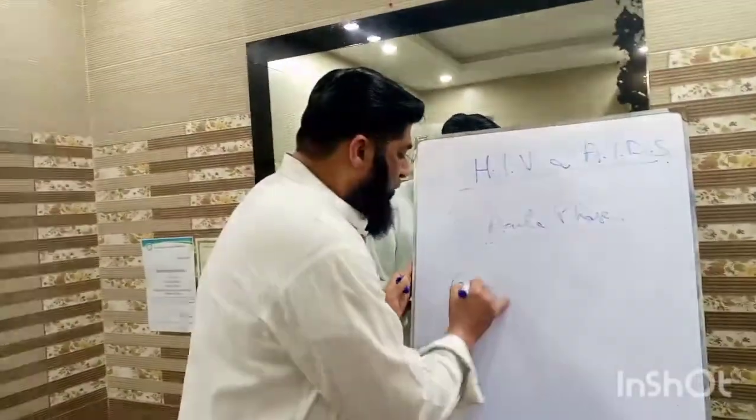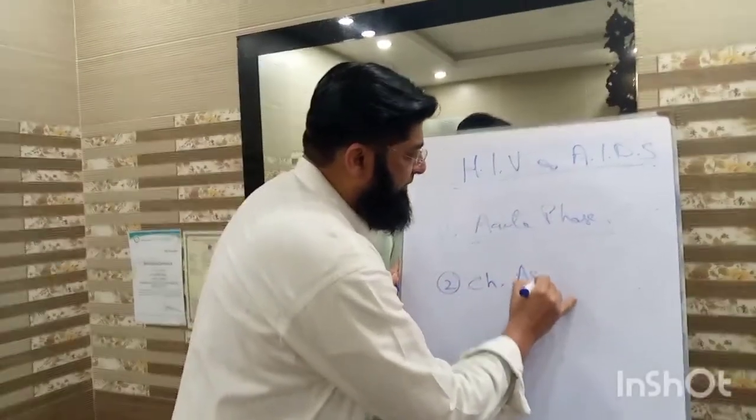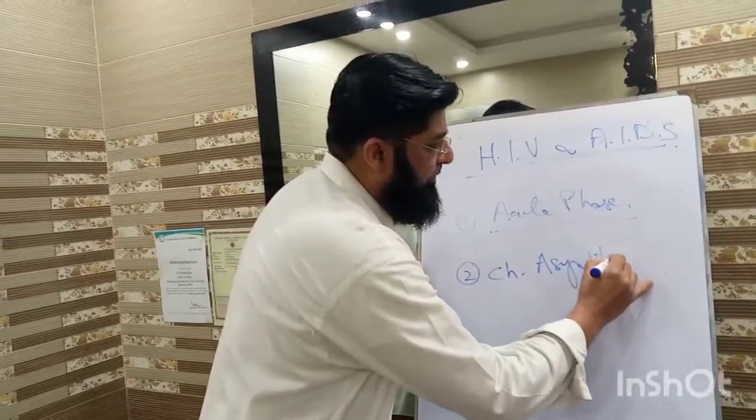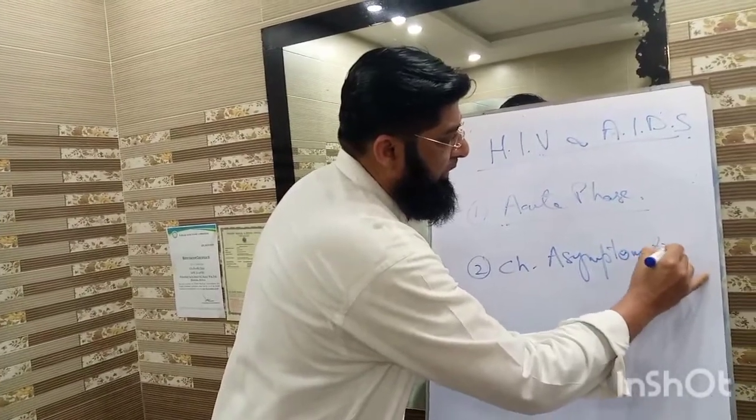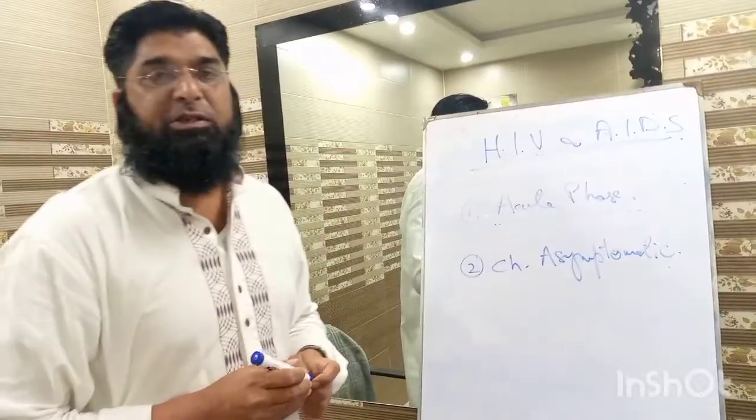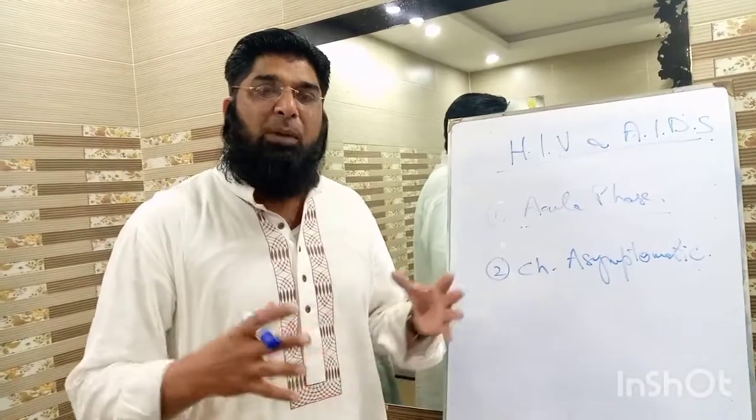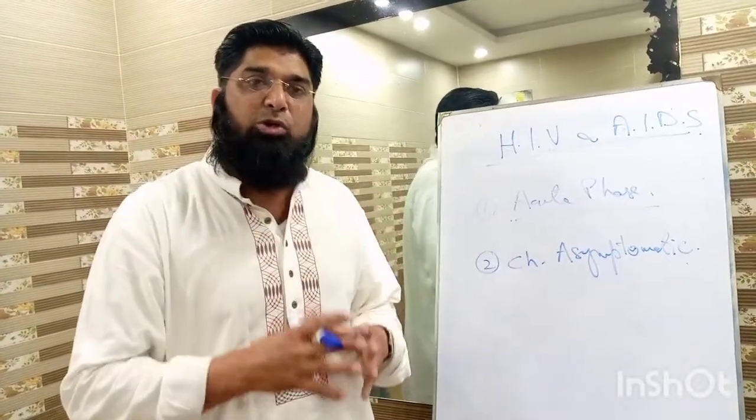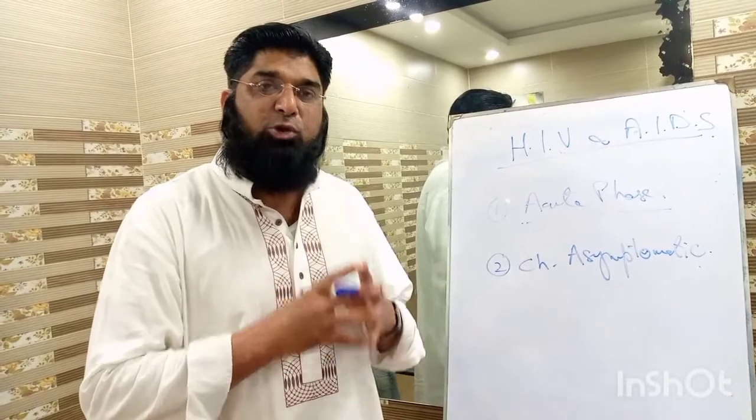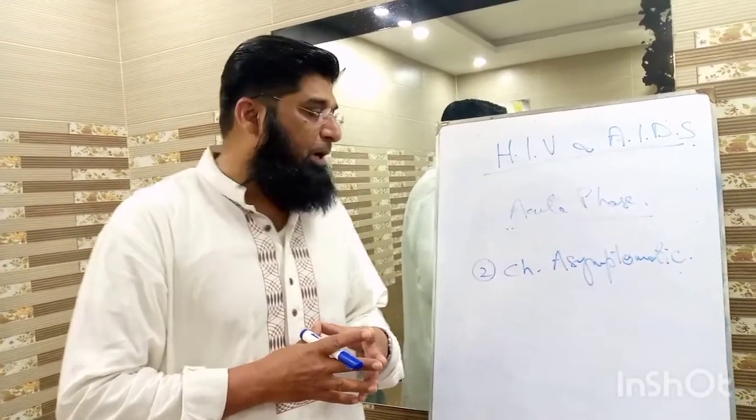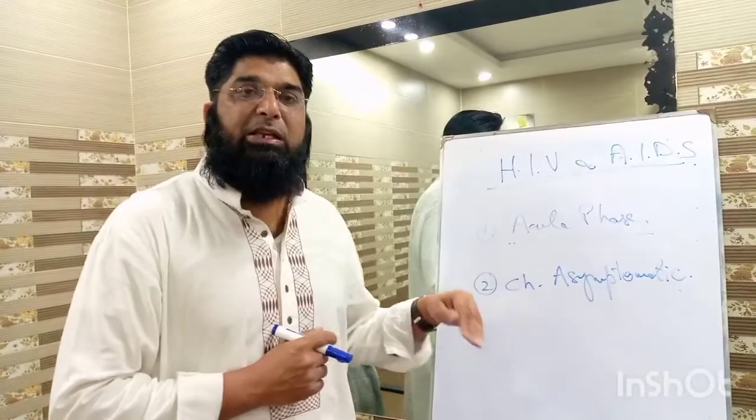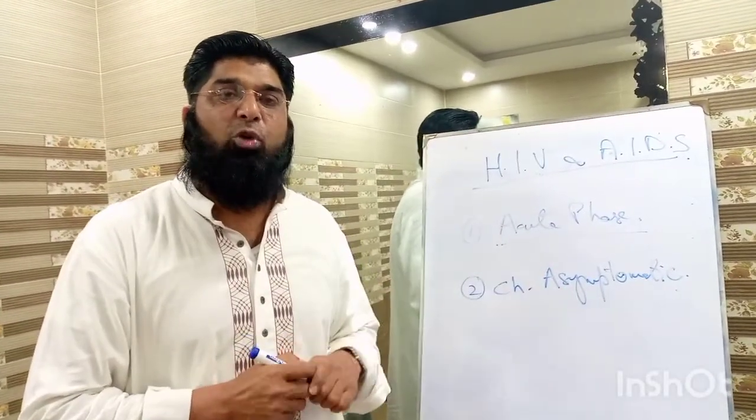Number 2, chronic asymptomatic phase. Students, this phase of HIV viral infection has no clinical signs and symptoms at all. The immune system of the human host comes into action. The viral load starts to decrease. But at the same time, there is gradual destruction of CD4 T lymphocytes.